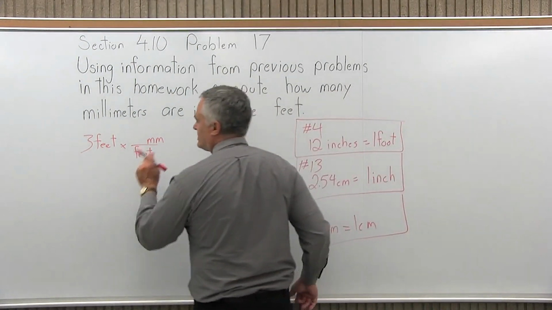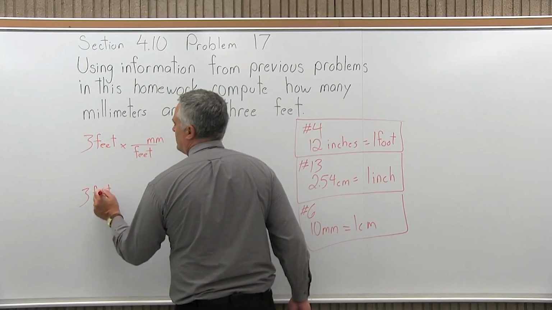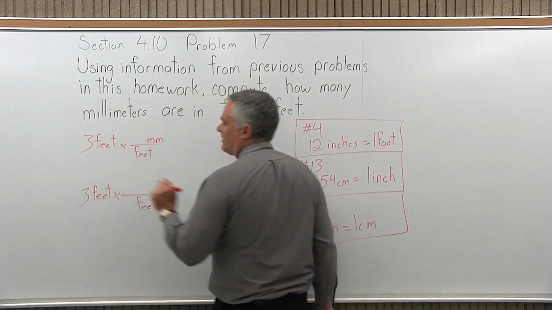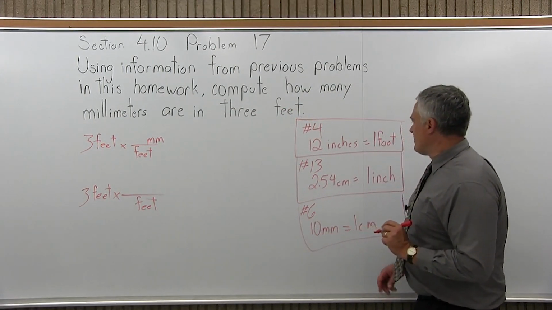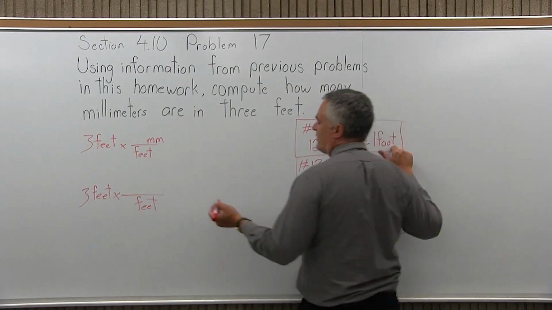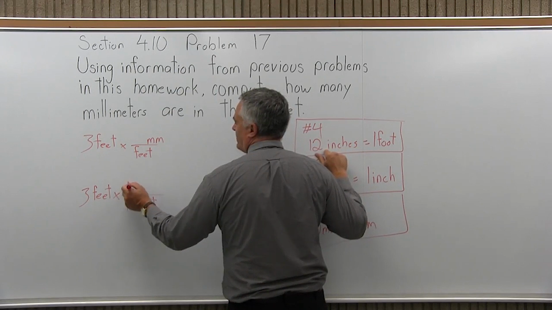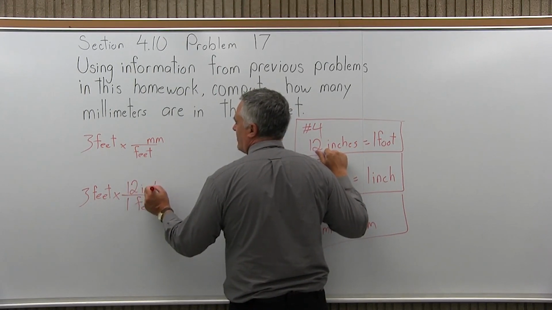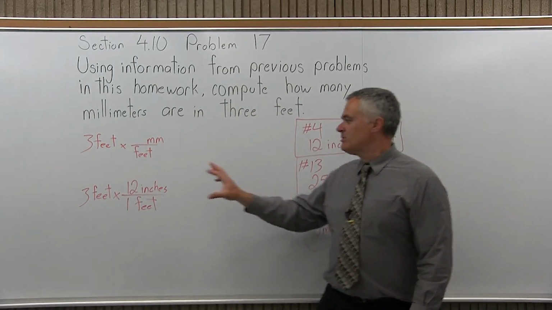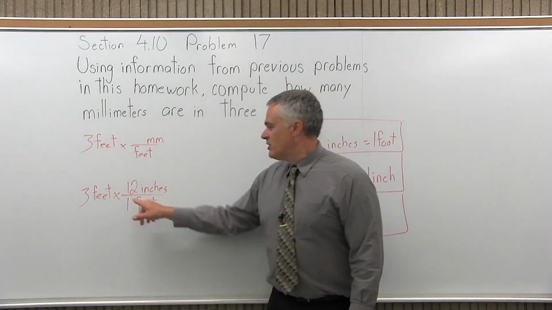So now as I start this process, I want to cancel feet. So 3 feet will be multiplied times something that has feet in the denominator. I want to make the feet cancel. So what do I have with feet? I have this on top from number 4: 12 inches equals 1 foot. So I have 1 foot. I'm writing 1 feet, that's not good grammatically, but it's okay. And 12 inches in the numerator. So I have an equivalent amount. 12 inches, 1 foot, they equal, so I'm multiplying times 1. And what's happened is the feet will cancel. Feet in the numerator, feet in the denominator.